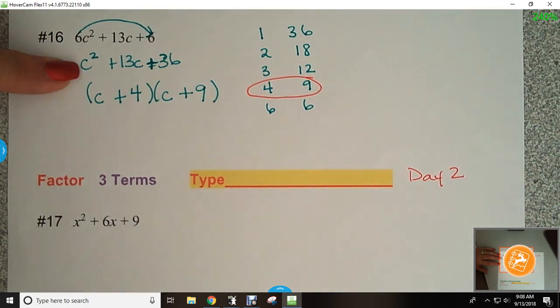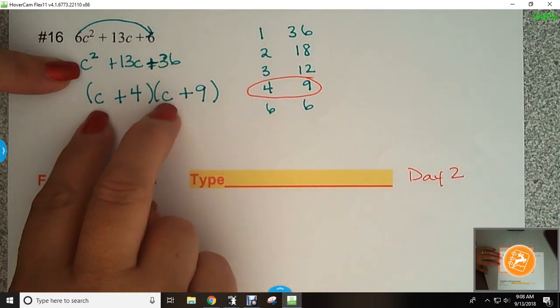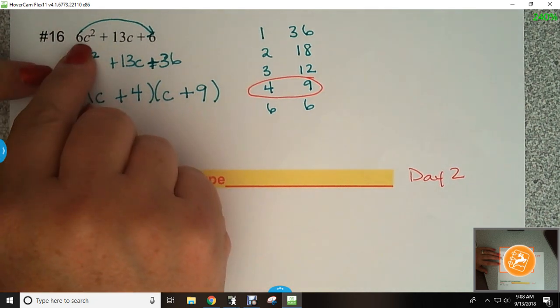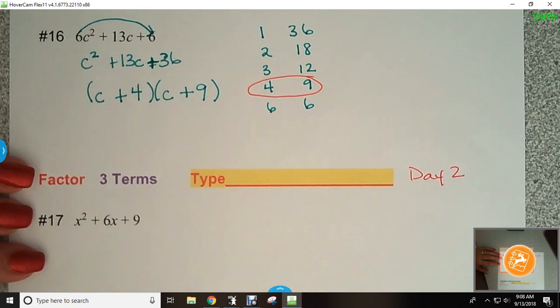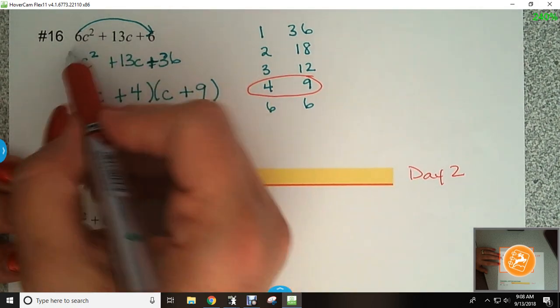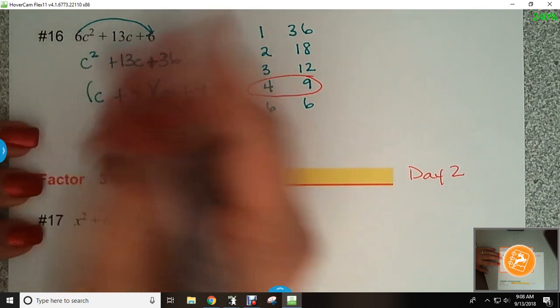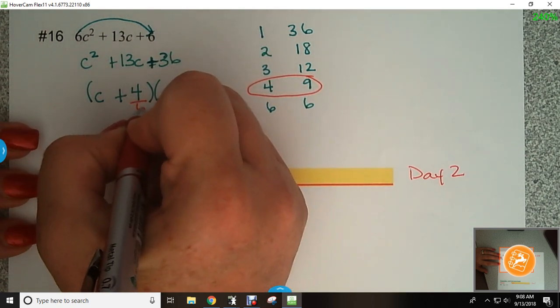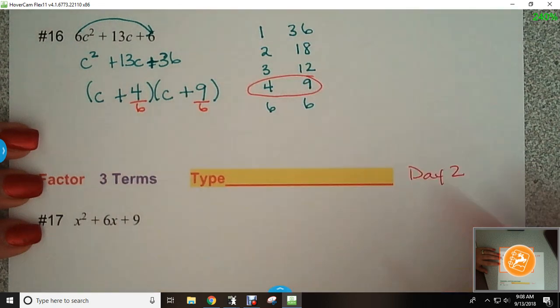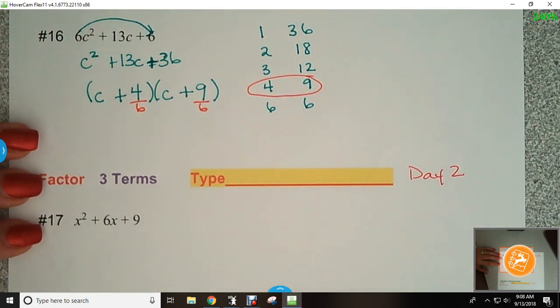Now, once again, if you stop here and multiply it back together, c times c is a 1c squared, not the 6c squared that we started with. So this answer is not right. We're not finished yet. At the beginning of the problem, I multiplied by 6. So let's go back and divide both of these by 6. I want to reduce the fraction, simplify to whole numbers if we can.